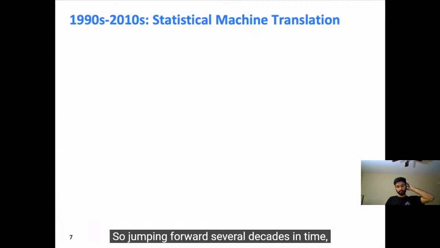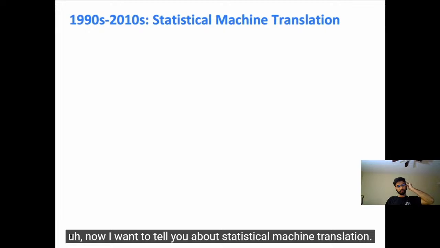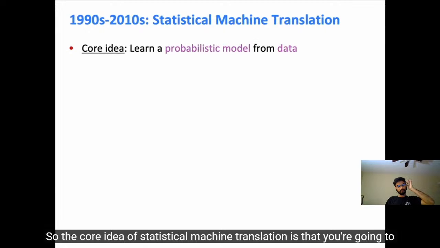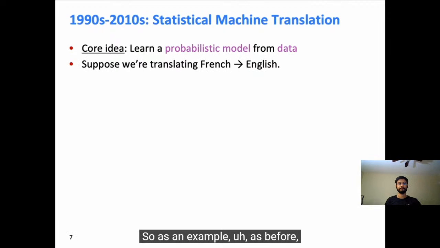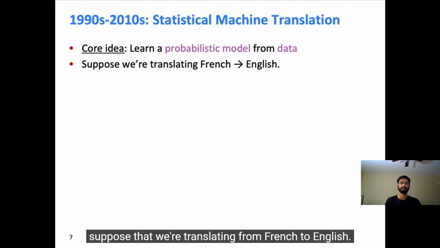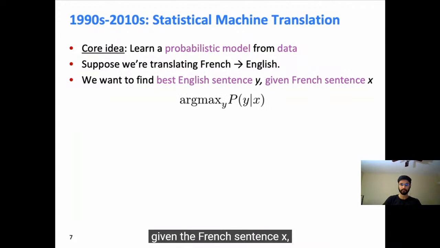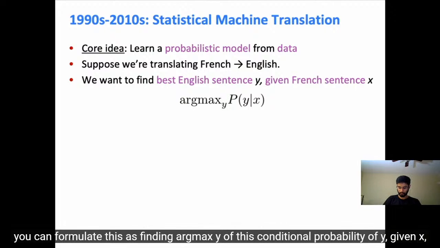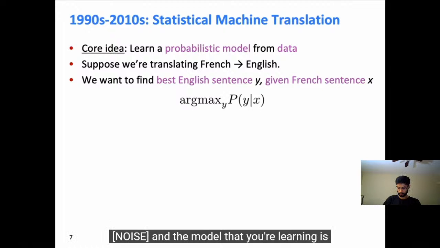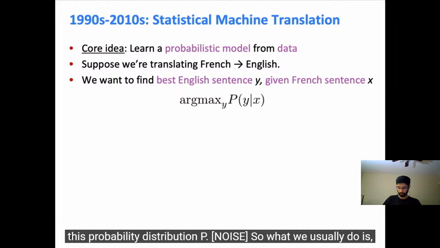So jumping forward several decades in time, now I want to tell you about statistical machine translation. The core idea of statistical machine translation is that you're going to learn a probabilistic model from the data in order to do the translation. As an example, as before, suppose that we're translating from French to English. The idea is that you want to find the best English sentence y given the French sentence x. Mathematically, you can formulate this as finding argmax y of this conditional probability of y given x. And the model that you're learning is this probability distribution P.